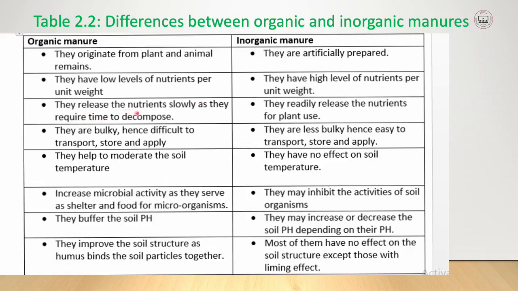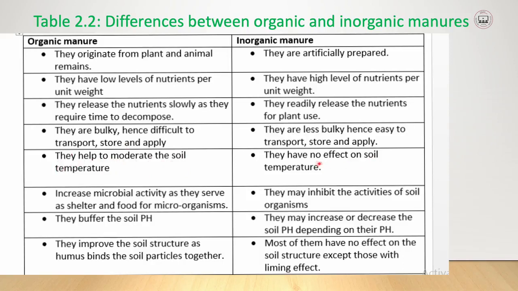Organic manures release the nutrients slowly as they require time to decompose. But inorganic manures readily release the nutrients for plant use. Organic manures are bulky, hence difficult to transport, store, and apply, while inorganic manures are less bulky, hence easy to transport, store, and apply. Organic manure also helps to moderate the soil temperature. Inorganic fertilizers have no effect on soil temperature.